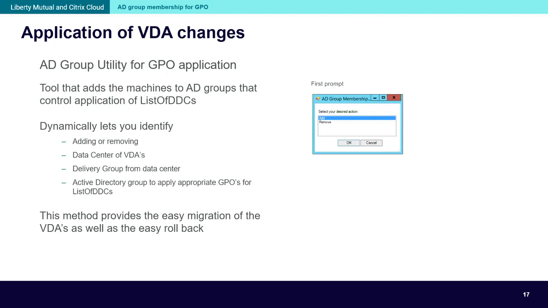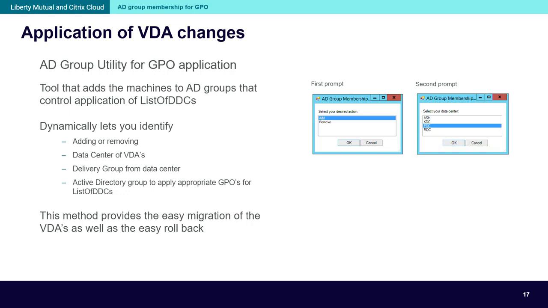So what do I do? It's a PowerShell script. You either click, you're going to add or remove. If you're adding, you're moving forward. If you say, I've migrated some users and they're having some problems, I want to roll it back to on-prem legacy, you would click remove.